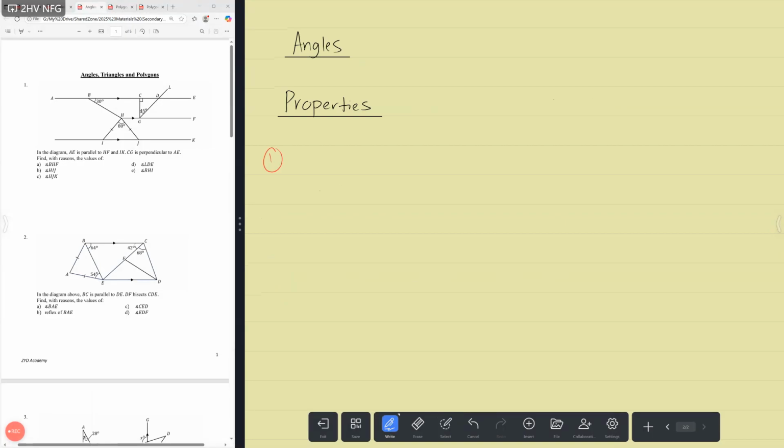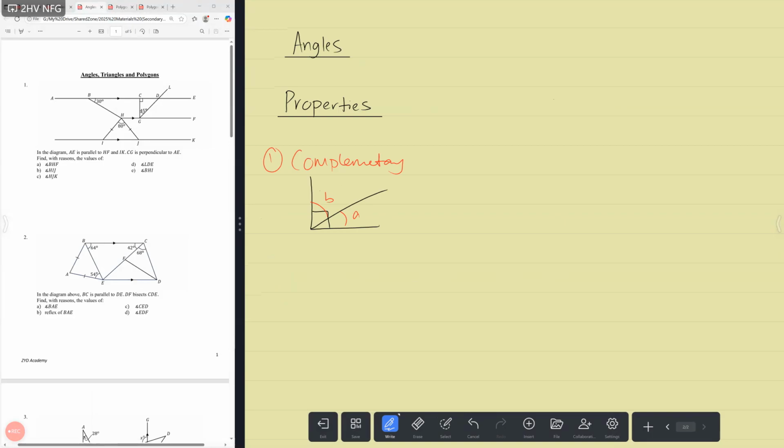So the first one is complementary angles. Complementary angles are such that two angles make up 90 degrees. So we have a right angle here, and then if I draw a line over this way, and therefore this angle A and angle B, I will say angle A and angle B are complementary because they add up to 90 degrees.